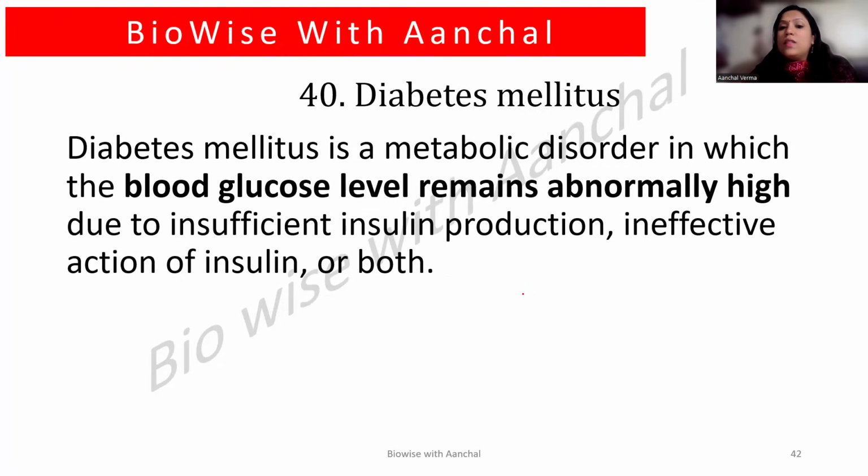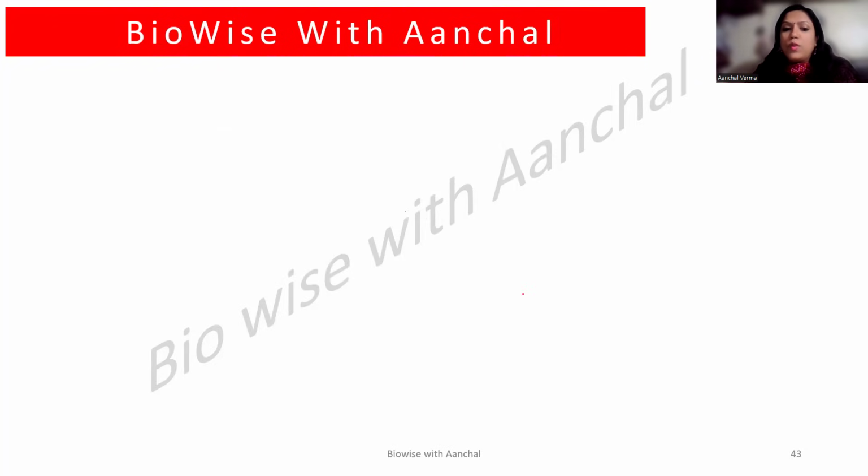Diabetes mellitus is a metabolic disorder in which the blood glucose level remains abnormally high due to insufficient insulin production or ineffective action of insulin or both. So either your pancreas is not making insulin properly. Now write 40 and tell me which cell of pancreas is responsible for insulin. Which cell of pancreas is responsible for insulin? Okay.